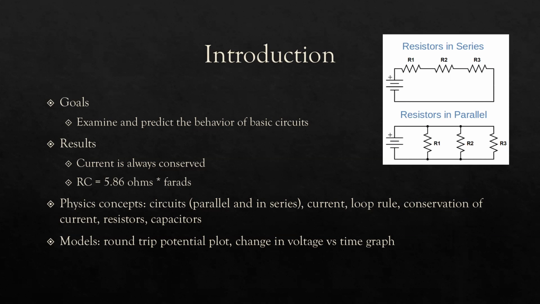The physics concepts that you need to know for this lab are circuits, and I've included an example of resistors in series and parallels to show the two different types of orientations that we used in this lab, where resistors in series are when they're in a line, resistors in parallels when they run alongside each other. You also have to know what current is, which is the flow of electricity or electrons through a loop.